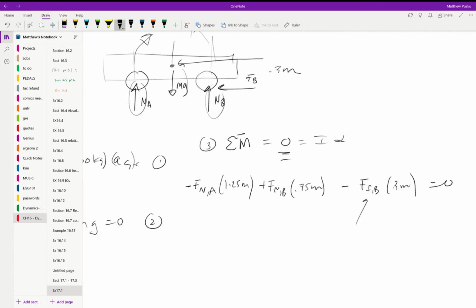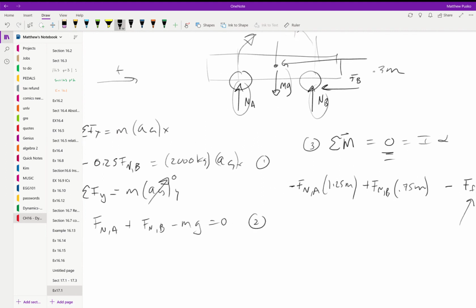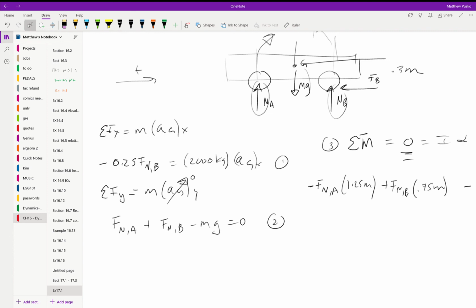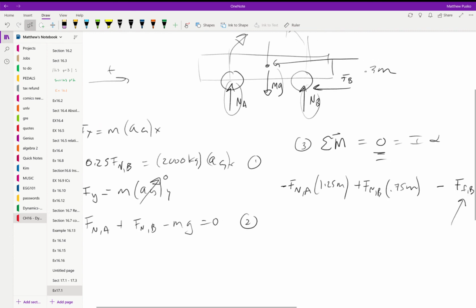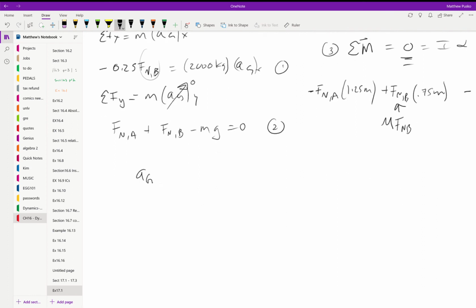We know what this is. That is equal to the frictional force, so we have mu times the normal force at B. We know the normal force at B from one of our three equations, and we're done. We can solve all three to get the acceleration at G to be to the left, 1.59 meters per second squared.